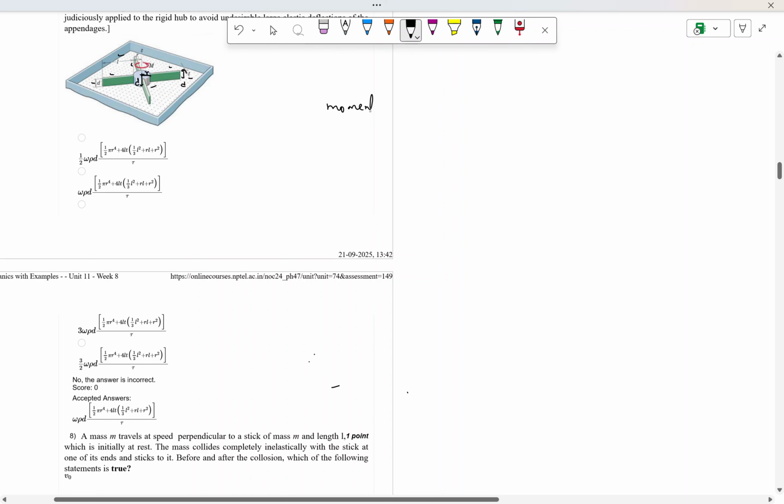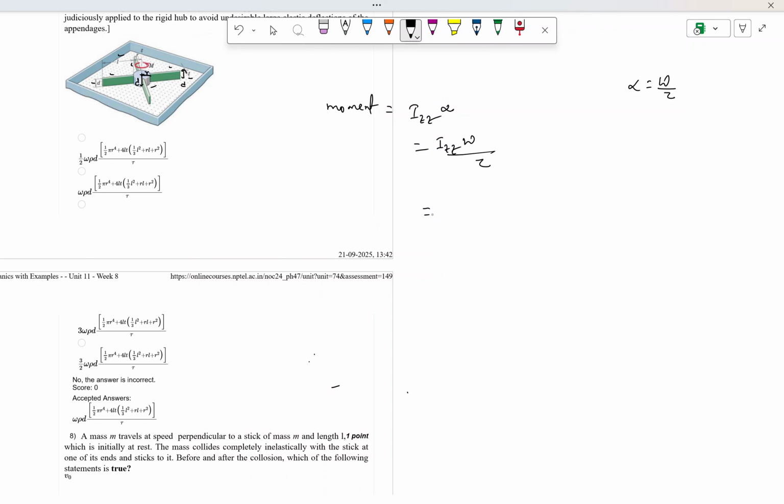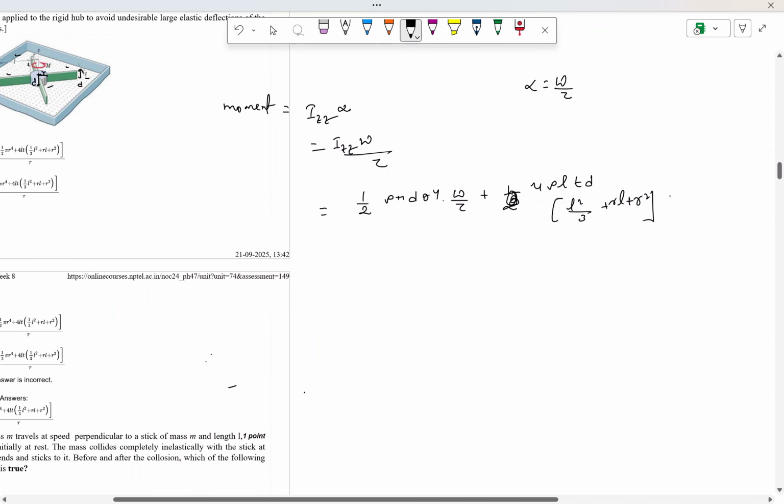Now the moment will be similar to torque, which is Izz times the angular acceleration alpha, right? And alpha, the angular acceleration, is omega by tau. So this is Izz omega by tau. So you put the Izz value: this is half rho pi d r to the power 4 omega by tau plus 4 rho L Td times L squared by 3 plus RL plus R squared, into omega by tau.